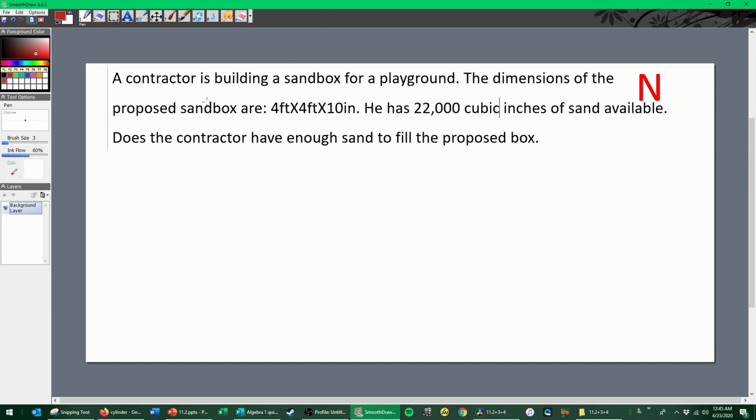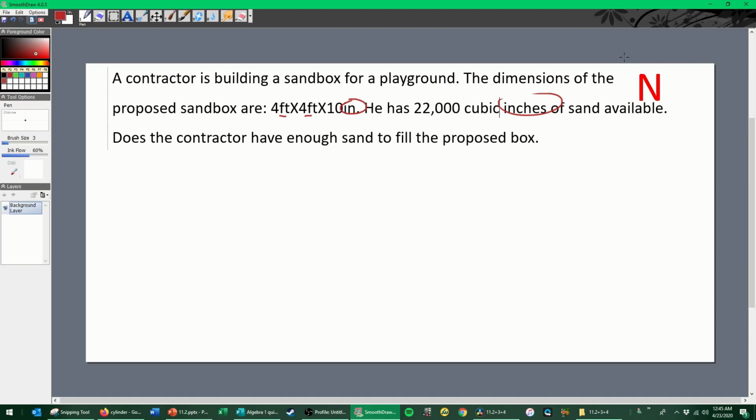And here's our question. A contractor is building a sandbox for a playground. The proposed sandbox dimensions are 4 feet by 4 feet by 10 inches, and he has 22,000 cubic inches of sand available. So we need to figure out, do we want to work in feet or inches?